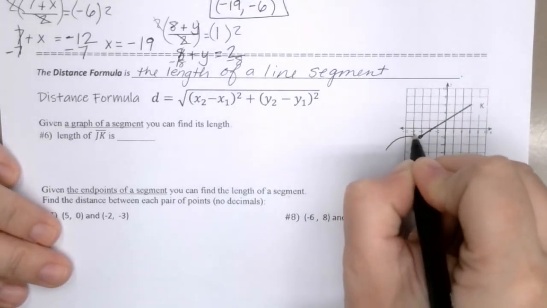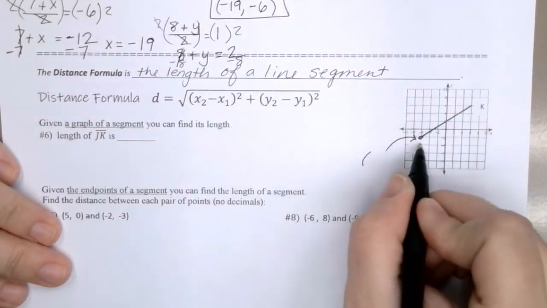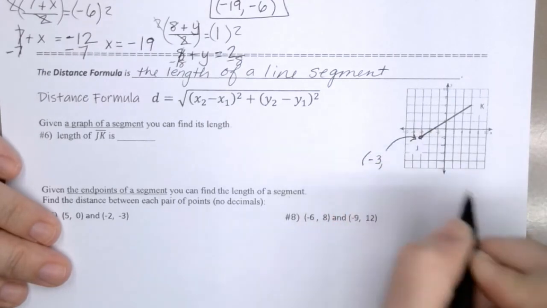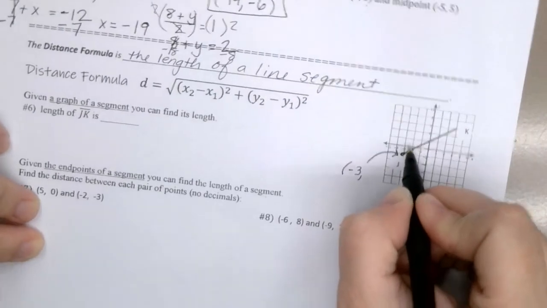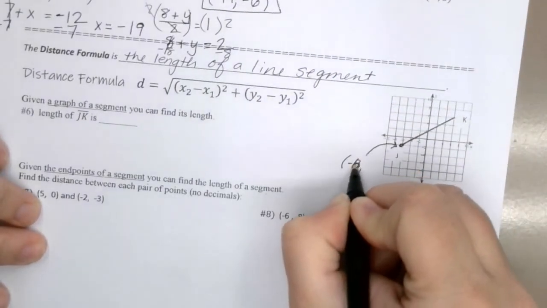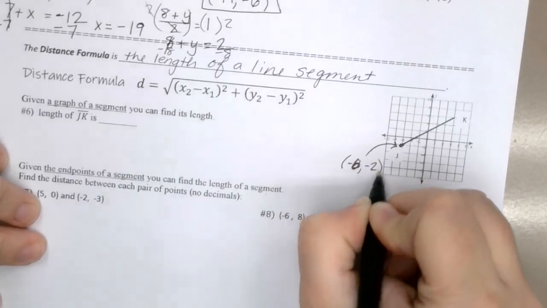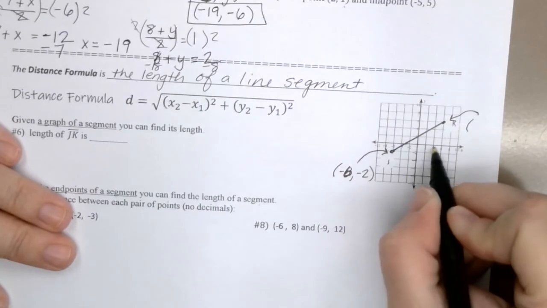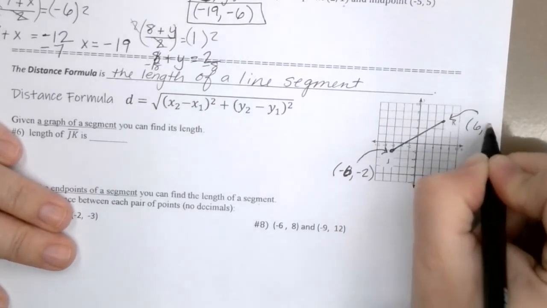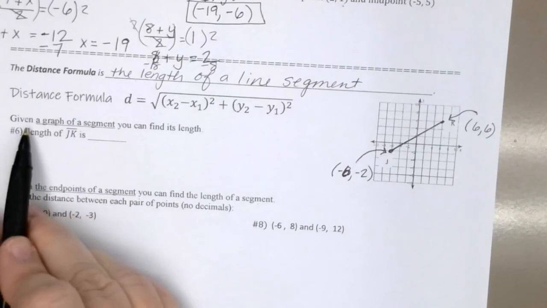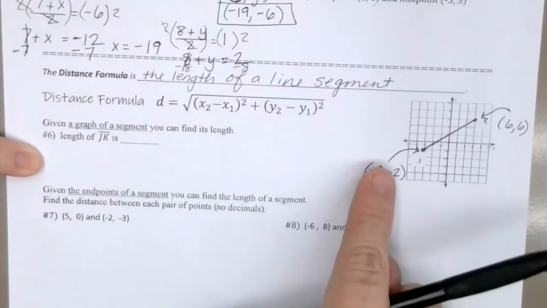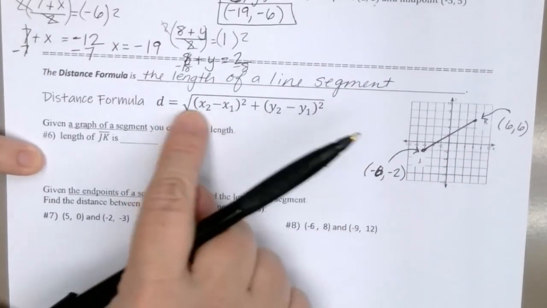What's that one? What's point J? Negative 3, right? 1, 2. Oh, it's going by 2s. Thank you. 2, 4, negative 6. Thank you. And then what? Negative 2. And what's K? 2, 4, 6, and 6. Okay. So, given a graph here, I can find its length, starting off by finding those two endpoints, and then we're going to plug it into this formula.